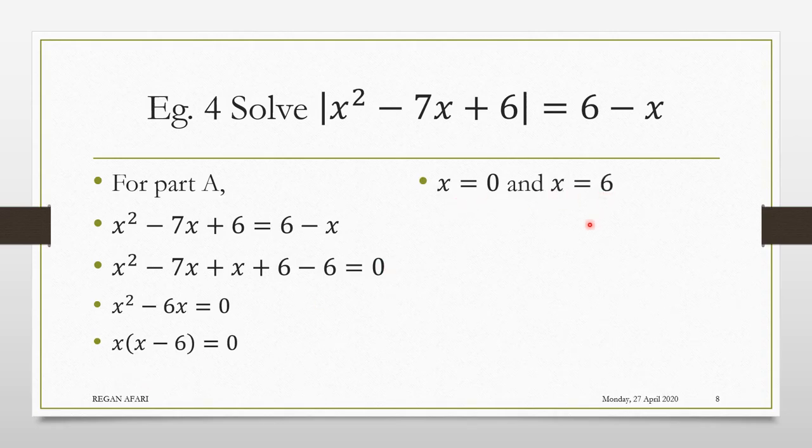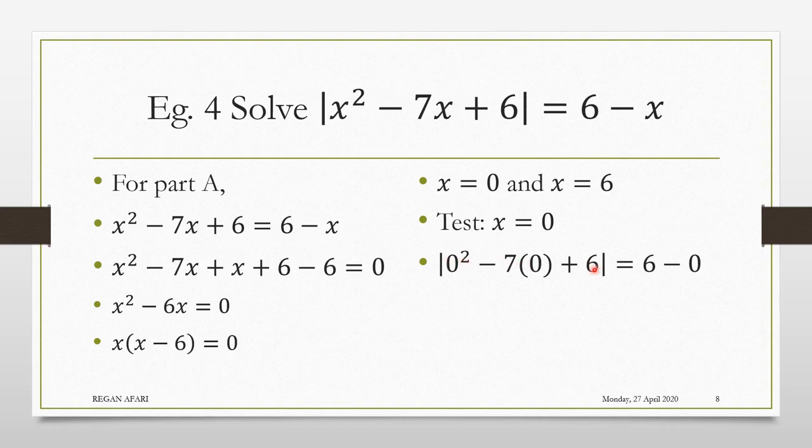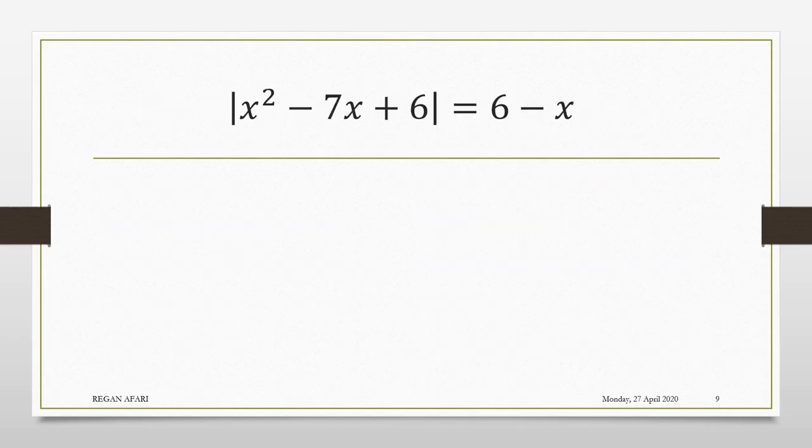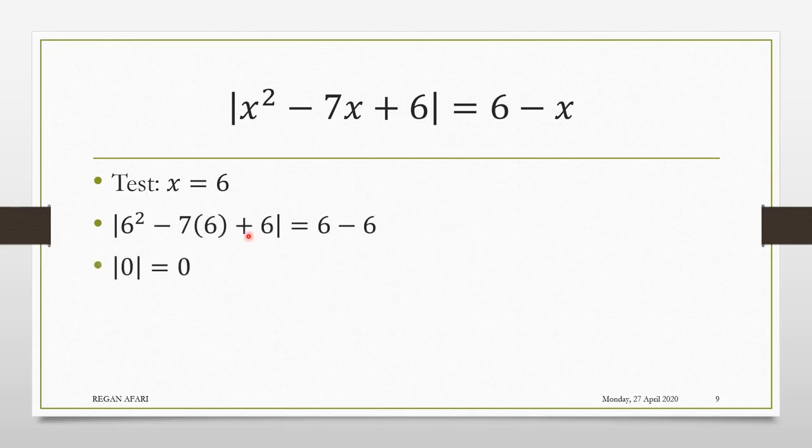Then we do the test. You always have to do the test. Okay, so let's test when x is 0, and then this is what we have. Okay, and then what do we get? The absolute of 6. Is that equal to 6? Yes, it is, so we are accepting 0. How about 6? Let's go and test for 6. All right, so when we test for 6, we are getting 0, but is the absolute of 0 0? Yes, so we are also accepting 6.